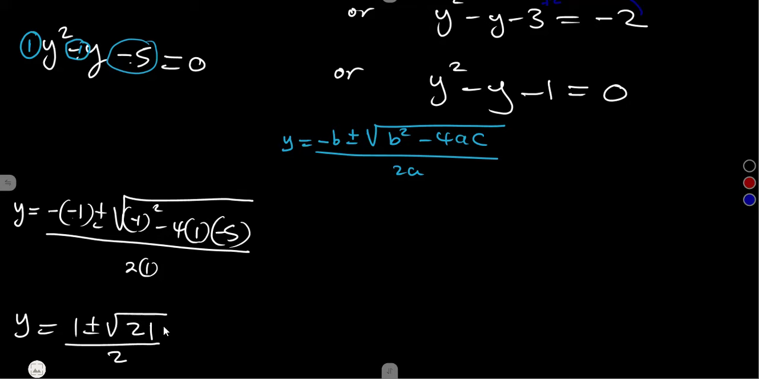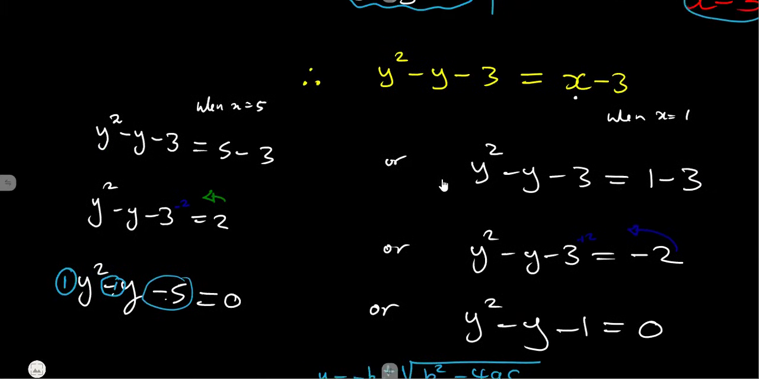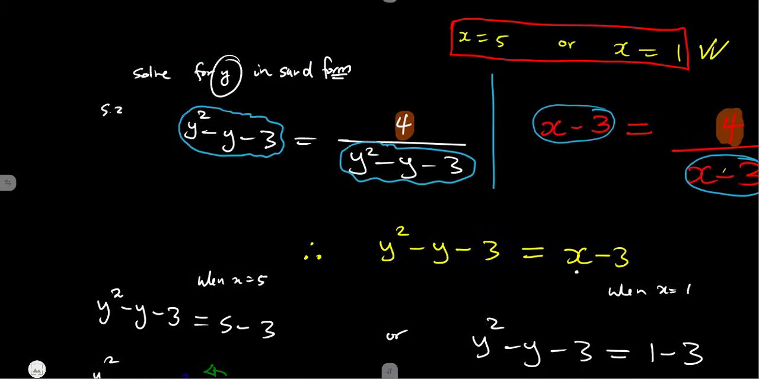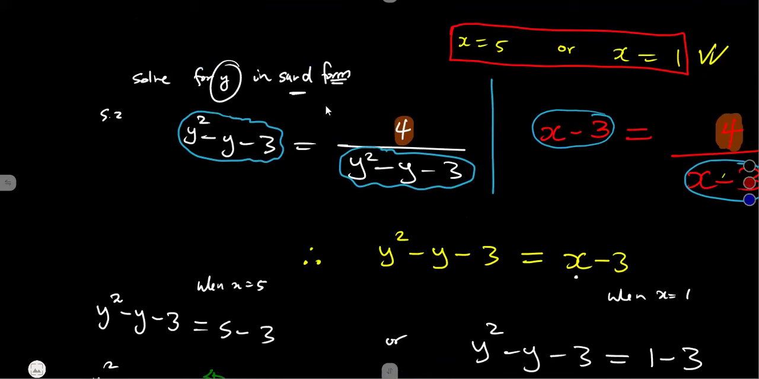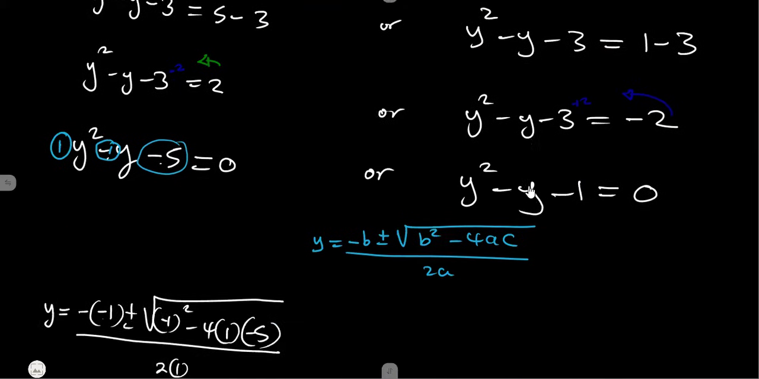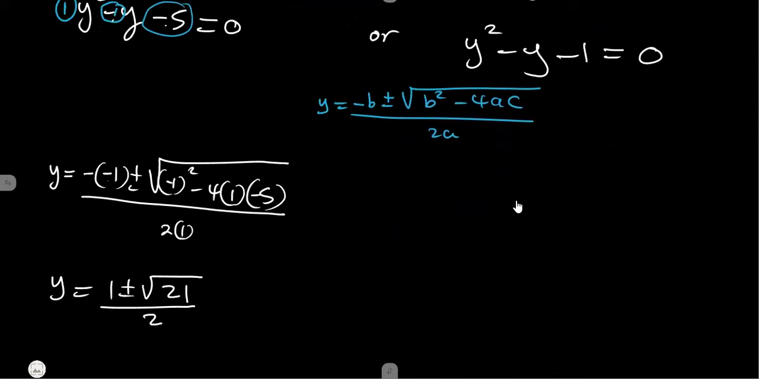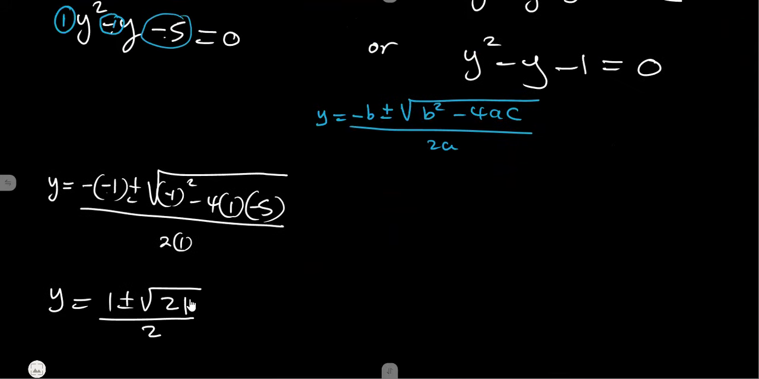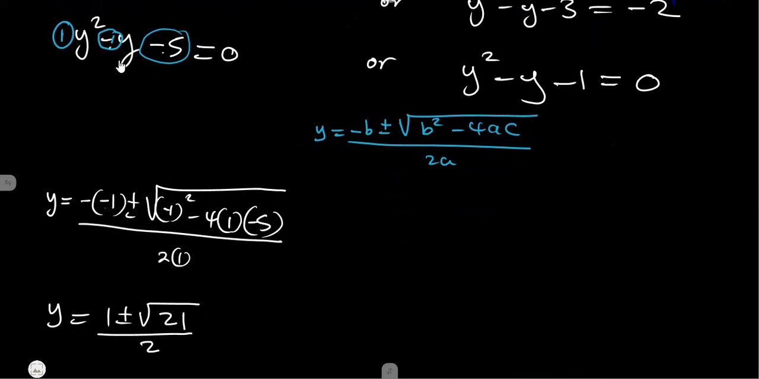Remember, the question is saying solve for y. But as you are solving for this y, your answers must be in surd form, under the square root. We must see the square root in our answers. So as we can see here, it is already in surd form. There's nothing that we can do here. It's already in surd form. That was from the first quadratic equation, which was of y.